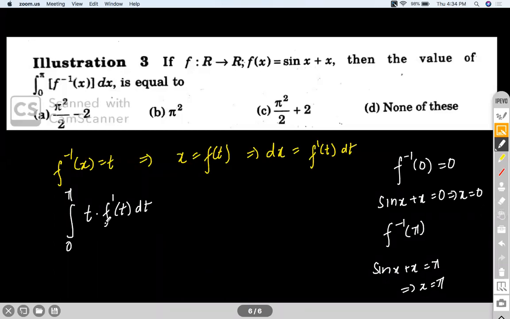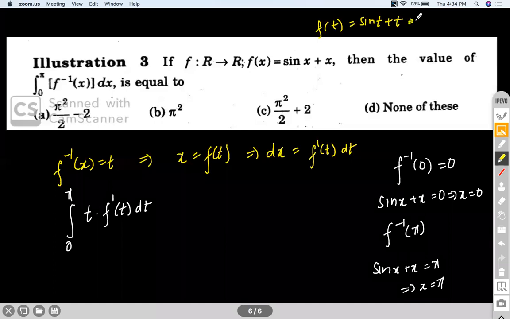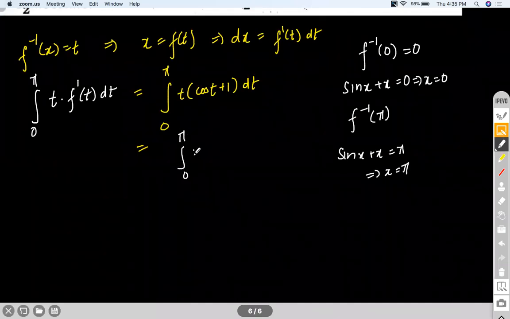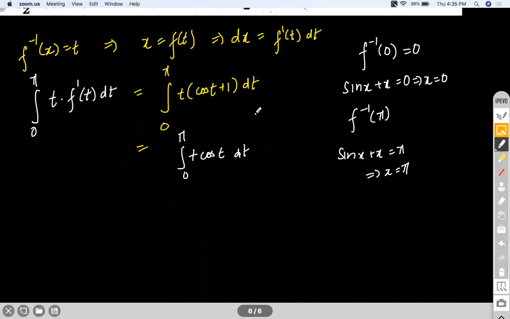Now, in order to find the integral of this, I can use integration by parts. By the way, if this is your f of x, f of t would be sine of t plus t. So f dash t would be cos of t plus 1. I got a very simple expression, t into cos of t plus 1 dt, again 0 to pi. Now t into cos of t I can solve by parts, and the other term is going to be just t square by 2 from 0 to pi.